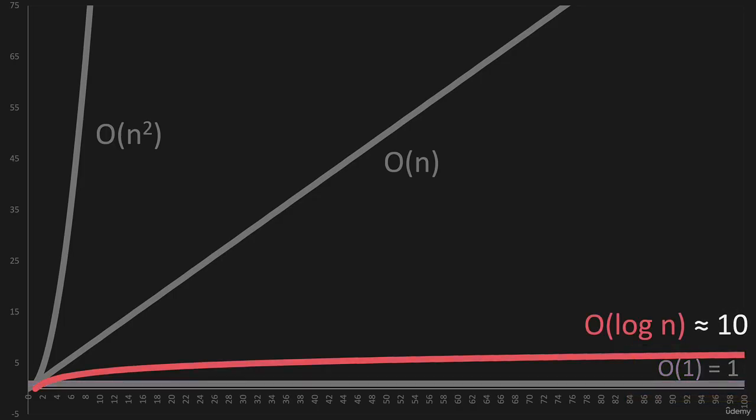O of log n is approximately 10 because 2 to the 10th power is 1,024, so 1,000 is pretty close to that, so we'll call that approximately 10. But notice it only went from 7 to 10, even though n went from 100 to 1,000. O of n is going to be 1,000, and O of n squared goes all the way to 1,000,000. So as n grows, n squared is going to grow very, very fast. It's very inefficient compared to any of these others.